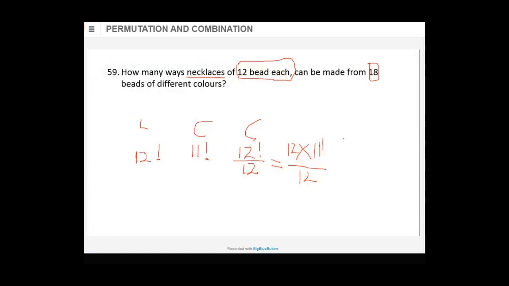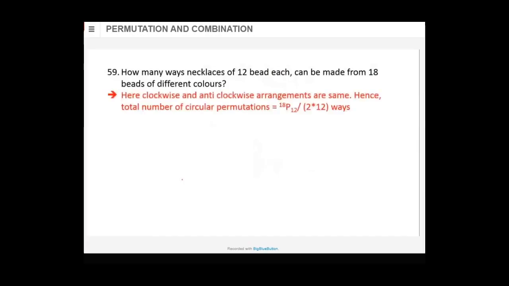So now let's come to our answer. Here clockwise and anti-clockwise arrangement are the same. Hence the total number of circular permutations is 18P12. No doubt with this. 18P12, any doubt there? No. Okay, you know that. Now divided by 2. You should not have doubt with 2 also.